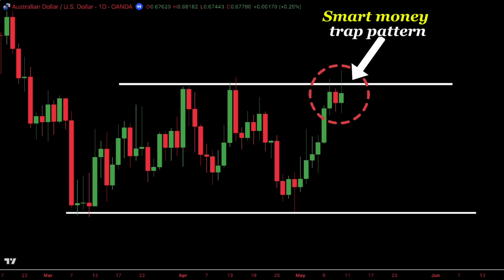So if you're short on time, all you need to do is check the market once a day right at the close of the New York session. This allows you to see the final daily candle. And in this case, that last candle is the third candle of the smart money trap.